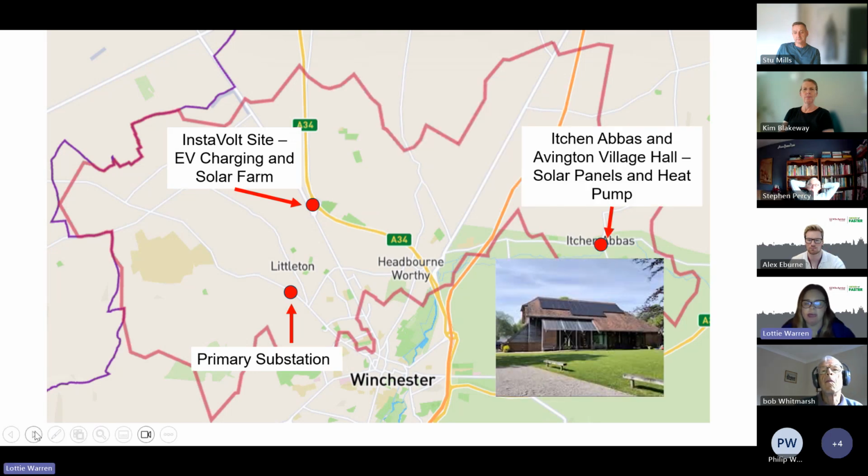We also wanted to pick out the Itchen Abbas and Avington Village Hall because it's got solar panels and a heat pump which they use. We know that there are a few other village halls within this boundary that are also thinking about solar panels, so that's great news. But this is something that we really want to emulate across the substation area and the district as a whole, relying on renewable energy for these buildings.